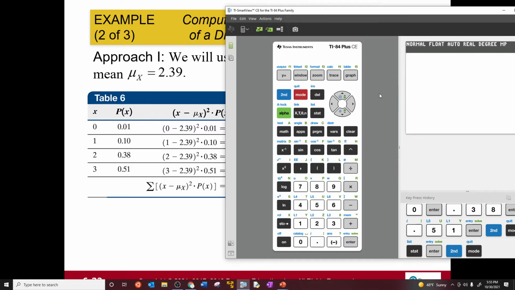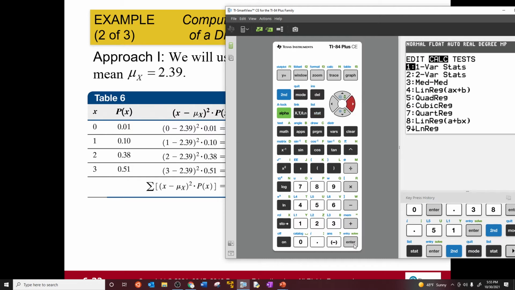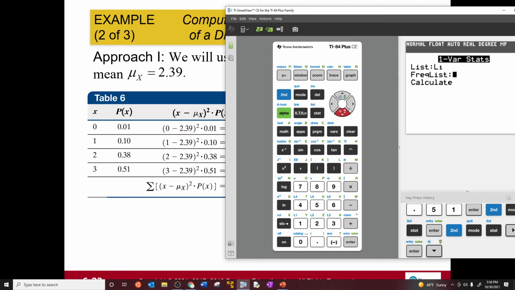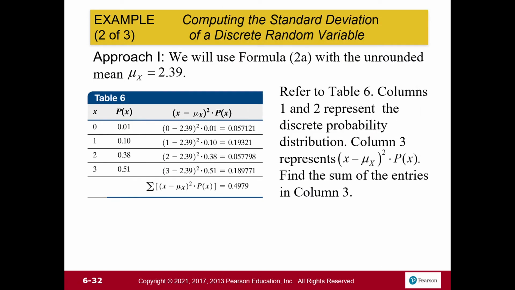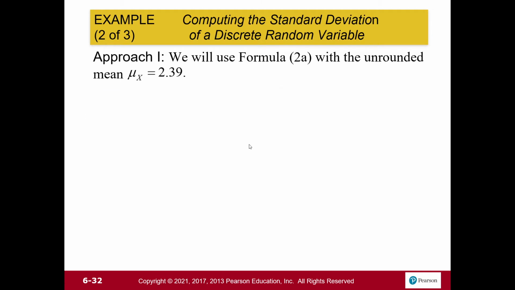So now the question is, how do we actually get the mean and the standard deviation? What they did is they go in stat, then calc, and then one var stats. We have list 1, and we also have a frequency list, we'll call it list 2. Hit calc. And now you see we have it. We have the standard deviation as 0.70, and the mean was 2.39. So that's how you would calculate it using the Texas Instruments calculator. Okay, let's move on.